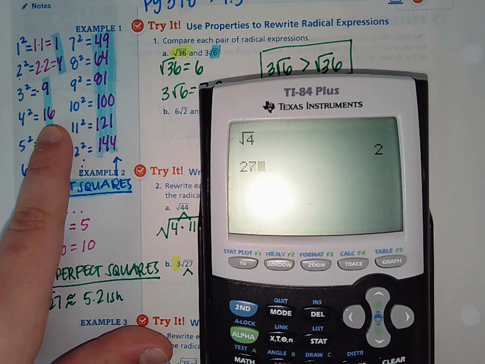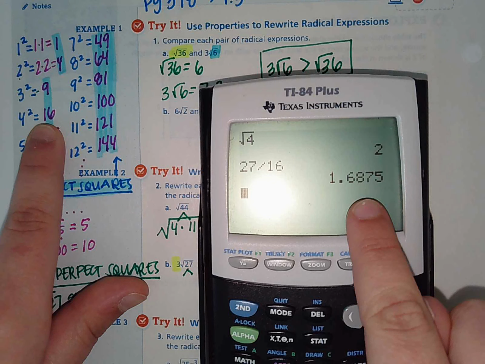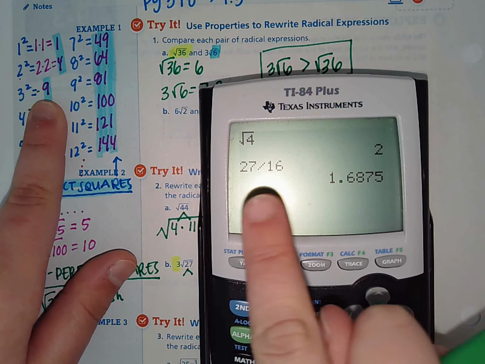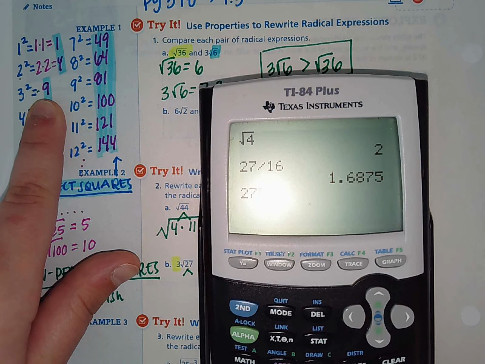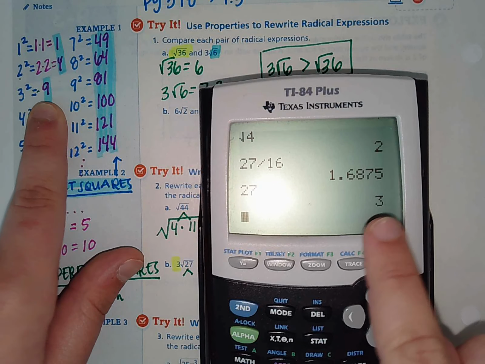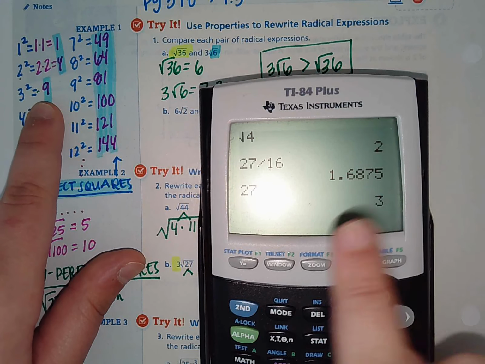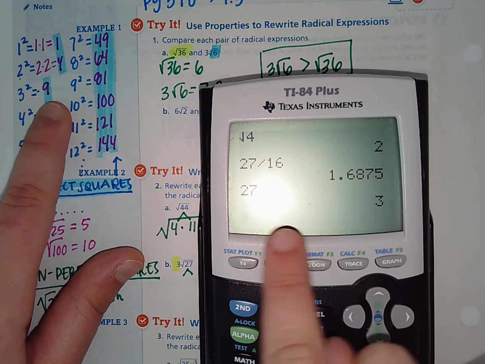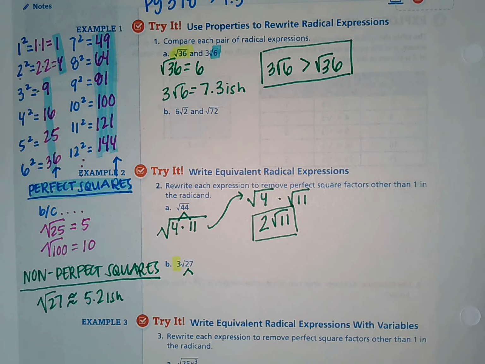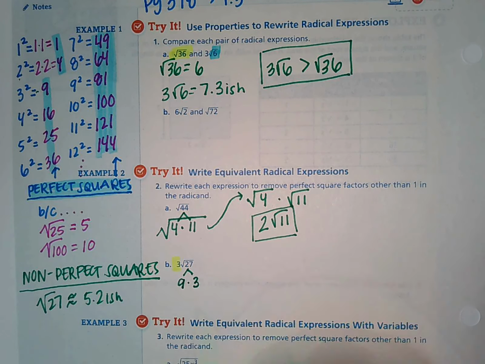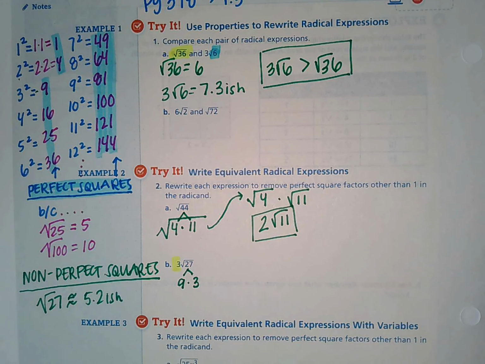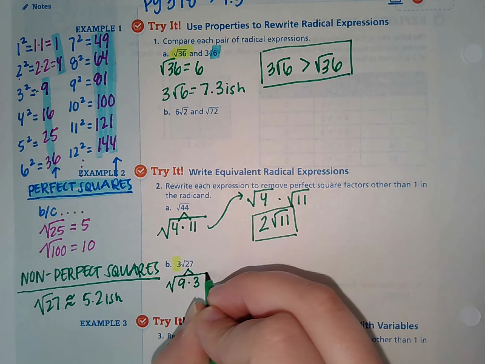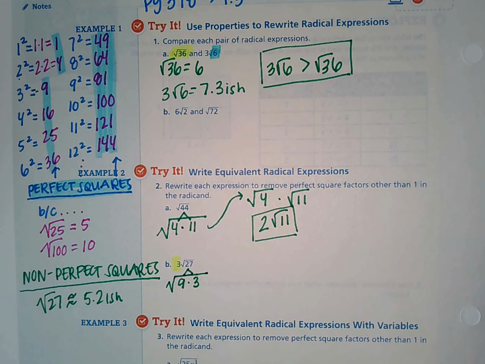I can take 27, divide it by 16, but it gives me this crazy decimal, so 16 doesn't work. I'm going to go ahead and check 9. 27 divided by 9 is 3. So notice 9 divides 27 evenly, and it splits it up into 2 factors, which are 9 and 3. So my first step, I identify the perfect square factors that divide my radical. Remember, these guys are still underneath the radical, so we need to give them a little home.